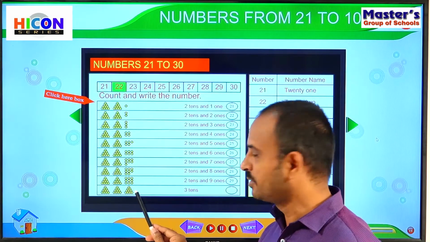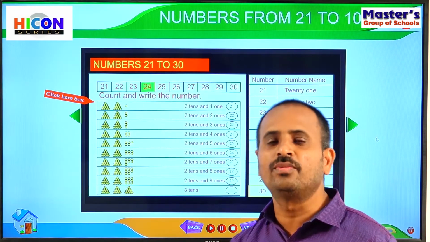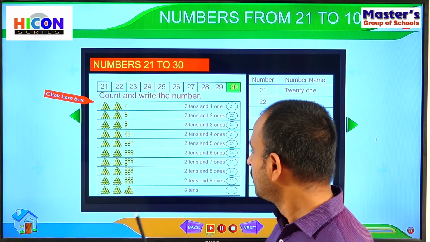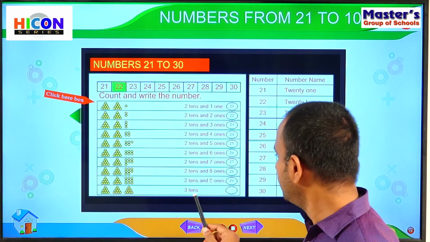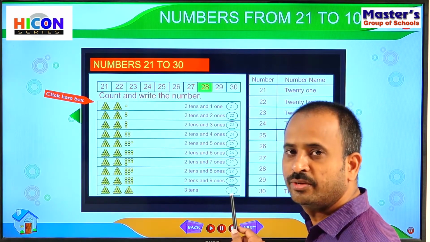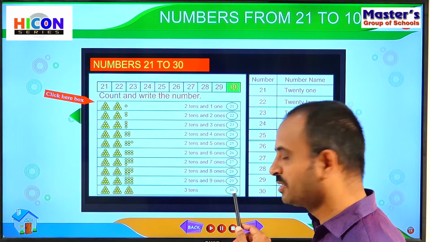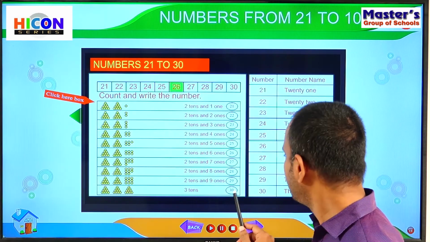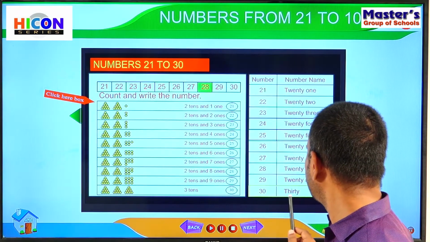Only tens. So there are no ones. No ones means there are 0 ones. So that is 3 tens and 0 ones. 3 tens becomes how much number it forms? 30. The 0 means there are 0 ones, and the 3 means there are 3 tens. So it becomes 30. It can be read as 30.